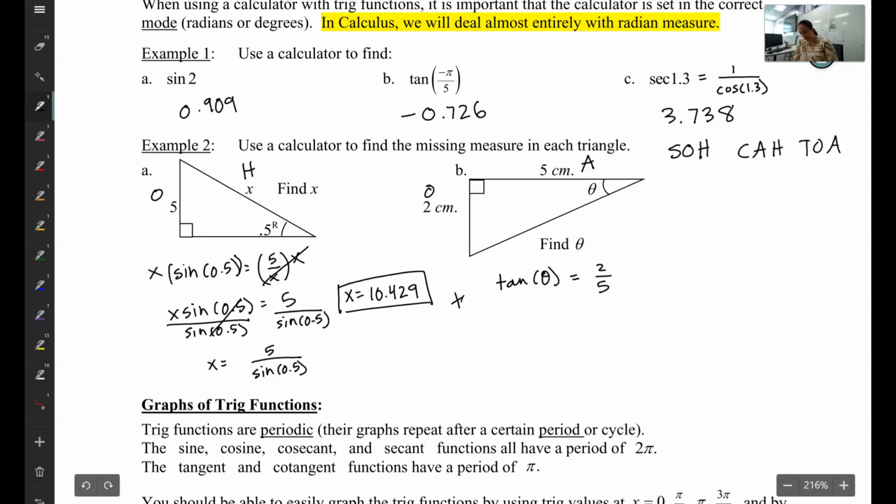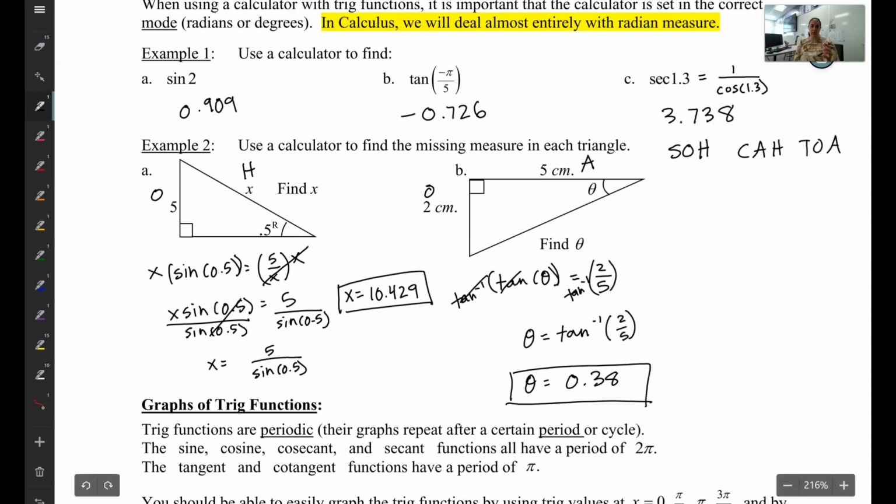For this one, we get rid of tan or sine or cosine by doing the inverse, because then they cancel. So then we get theta is the inverse tan of 2/5. Once again, just type that one into your calculator, and you should get 0.38, or 0.381 if you round. But remember, you don't have to round. You can truncate, just cut off the decimal.